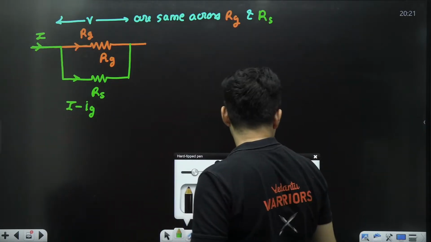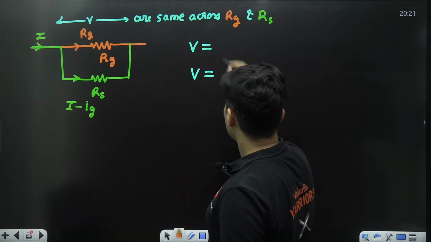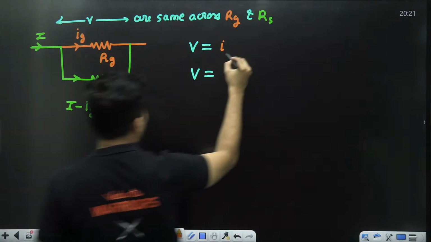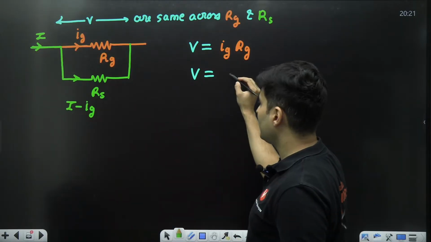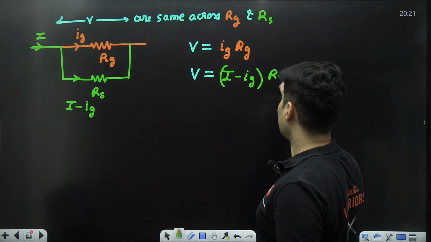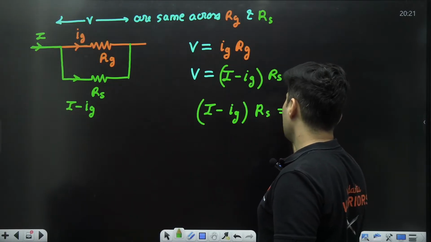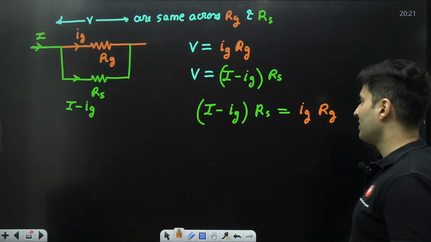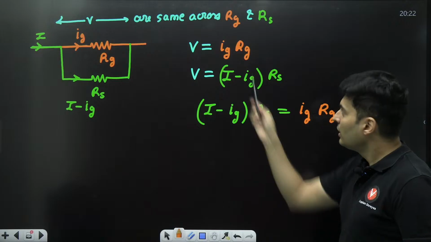Voltages will be the same. So I can write V is equal to the current through the galvanometer, this was Ig, into the galvanometer resistance, or I can also write it as I minus Ig into the shunt resistance. So therefore I minus Ig into shunt resistance will give me the current through the galvanometer into the galvanometer resistance. Usually this is given to you, and one of the things you have to find. So this is a very simple equation.